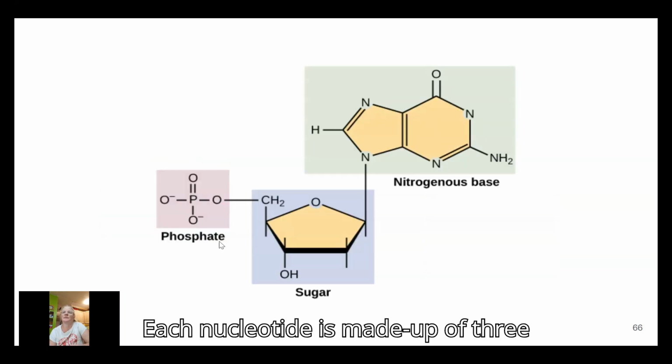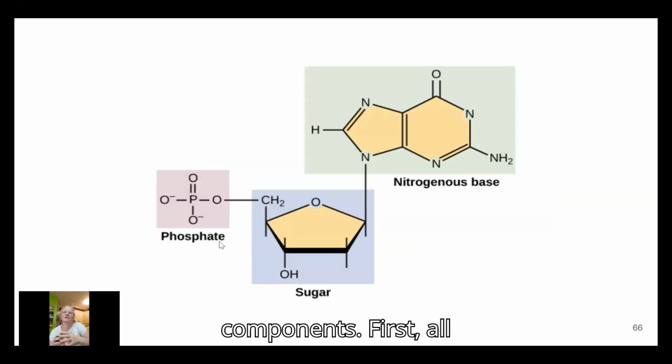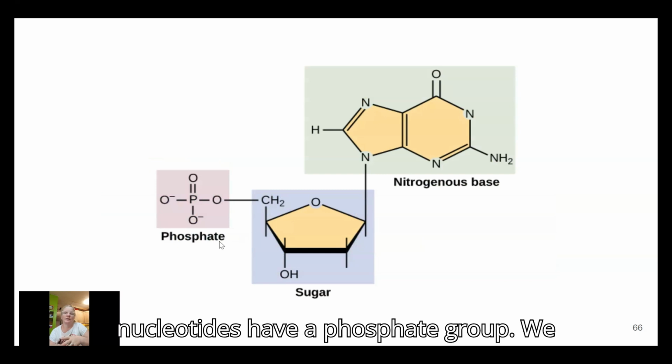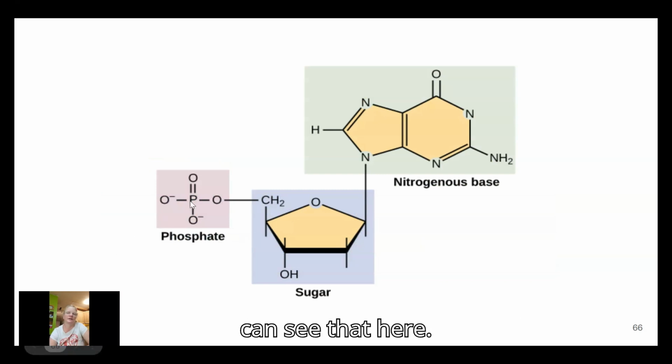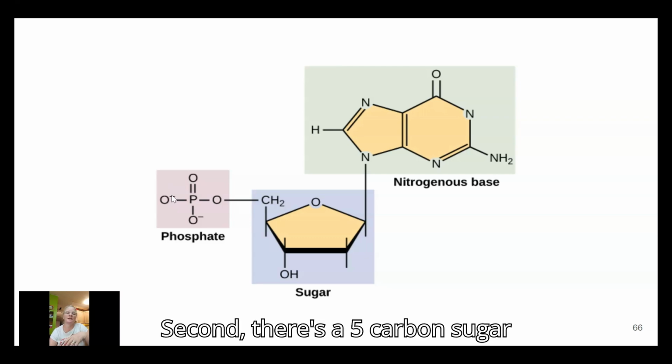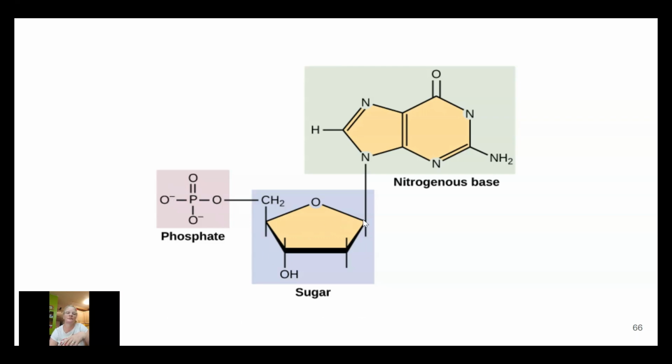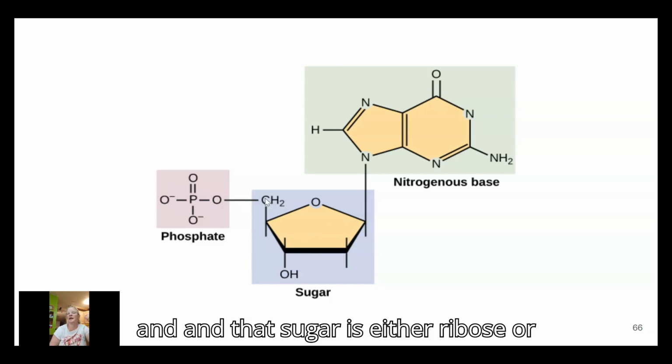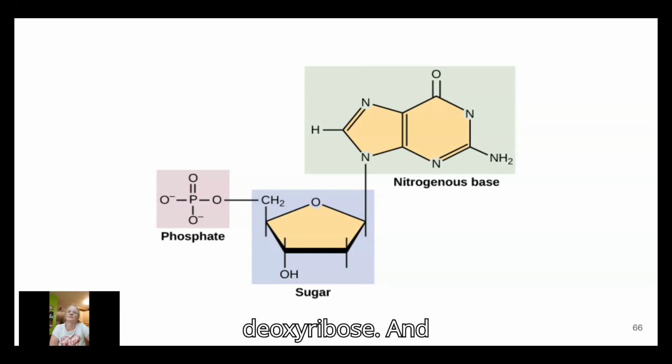Each nucleotide is made up of three components. First, all nucleotides have a phosphate group. We can see that here. Second, there's a 5-carbon sugar. 1, 2, 3, 4, 5. And that sugar is either ribose or deoxyribose. And third, each nucleotide has a different nitrogen base.